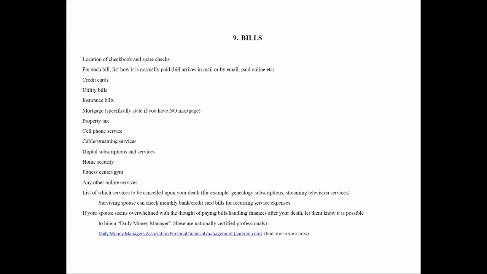One thing I was looking at today: if your spouse seems overwhelmed with the thought of having to pay the bills and figure all this out, there is something called a daily money manager, a nationally certified professional. I've never used one, but there's a website where you can find one in your area. They are certified to be fiduciaries, and they have to have a certain amount of education and exams. They can pay your bills, organize all your finances, and get together your tax information. So that's just an option I wanted to mention.